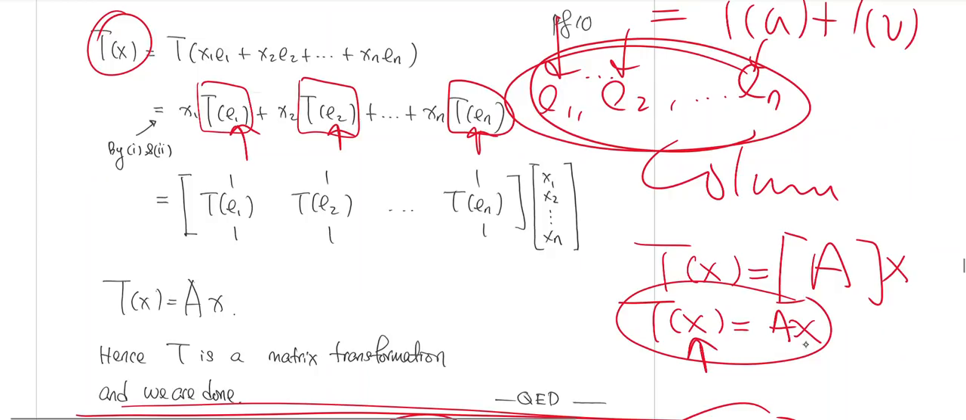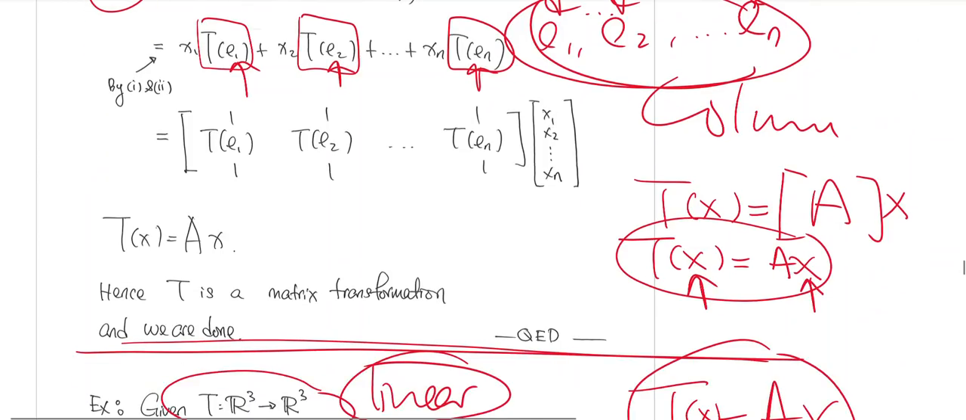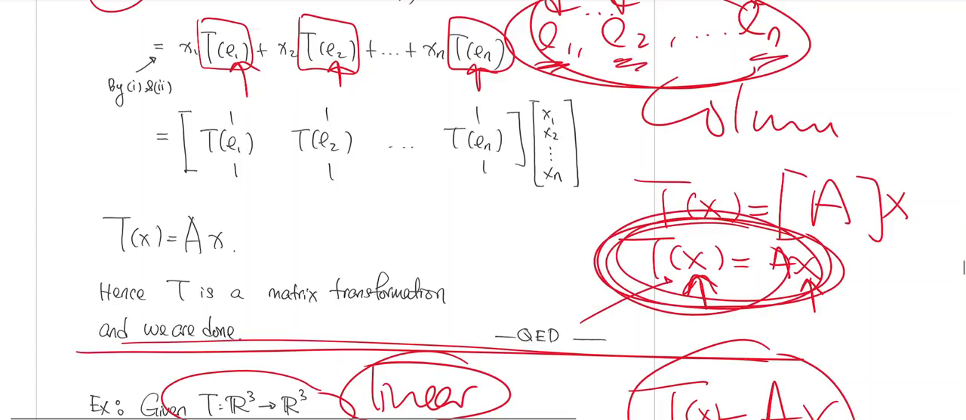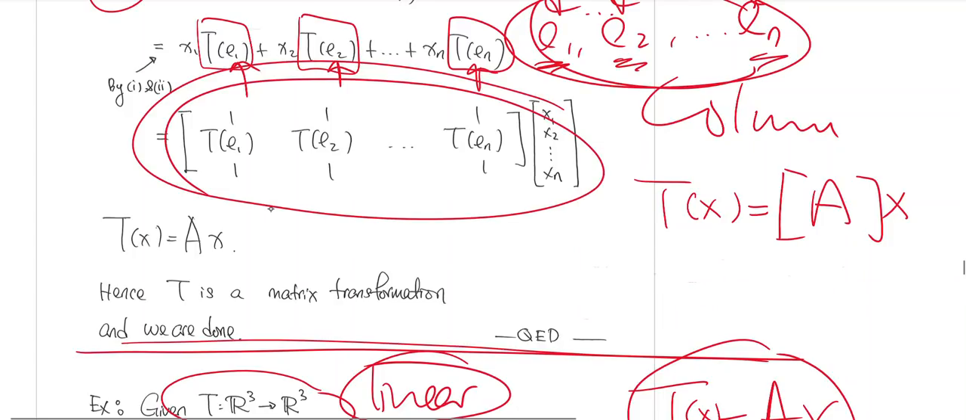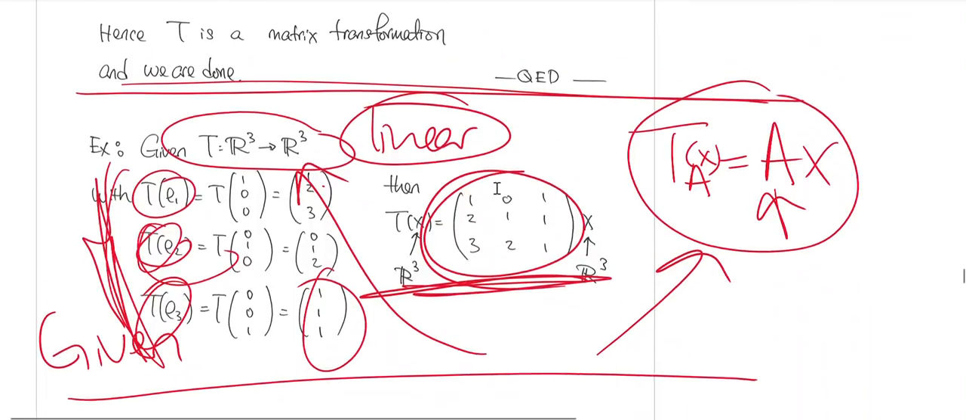In this formula, the x is not e1 anymore. It can be anything, which means that knowing these n pieces of information, you now know everything about that transformation. That is the power of this theorem. Well, not really the statement of the theorem, but the proof of it.